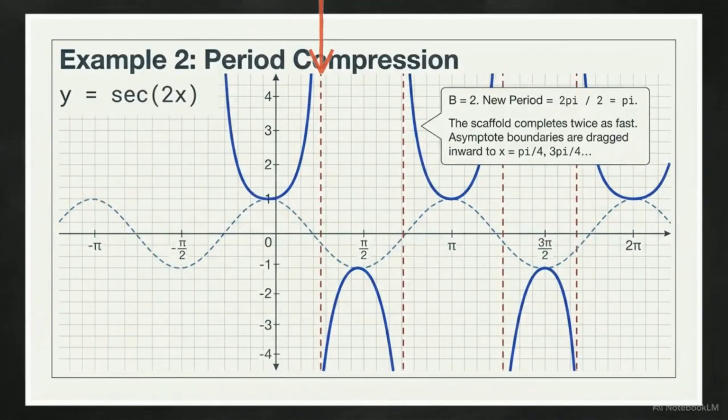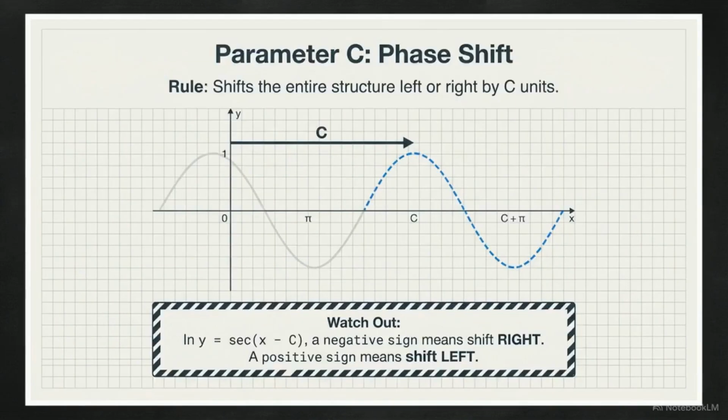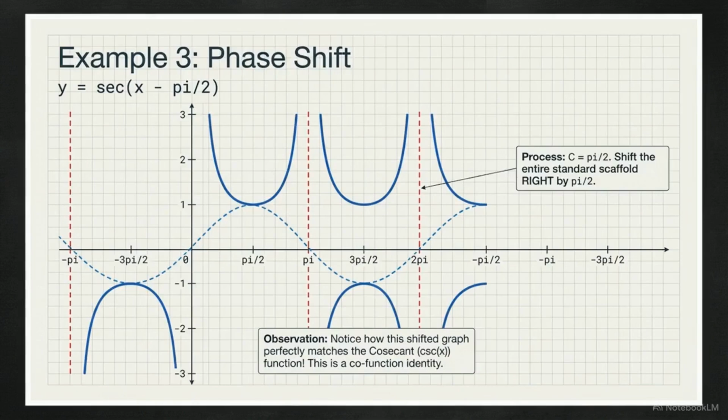This graphic highlights parameter c. This is the phase shift, which physically slides the entire structure left or right along the timeline. Notice the warning box. A negative sign inside the parentheses actually translates the graph to the right. Interestingly, this plot reveals a unique mathematical side effect. If you apply a perfectly timed phase shift, the secant graph slides over and perfectly matches its cousin, the cosecant function. This is known as a cofunction identity.